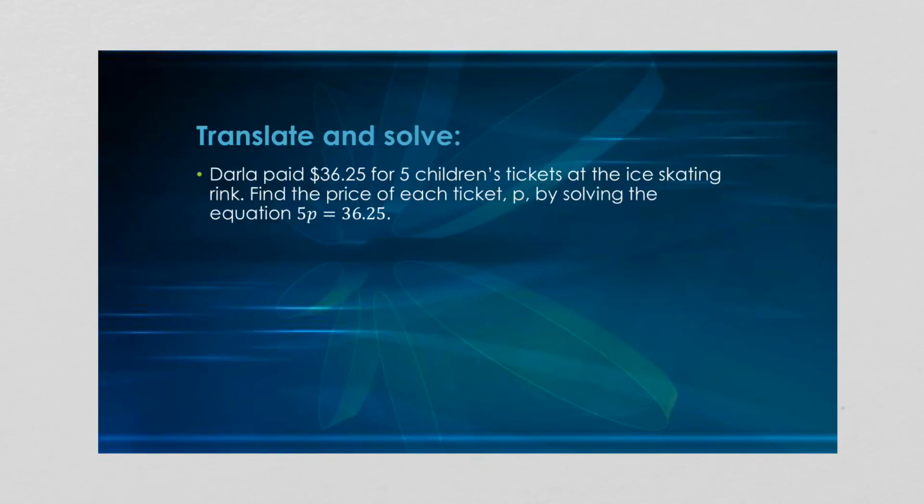Okay, on this problem, Darla paid $36.25 for 5 children's tickets at the ice skating rink. Find the price of each ticket, P, by solving the equation 5P equals 36.25. They were nice and they gave us the equation. So to solve this, you would divide both sides by 5. And again, I'm going to grab my calculator and type in, you got to do this in the right order, 36.25 divided by 5, and I get 7.25.